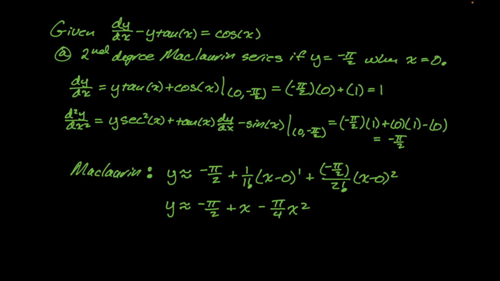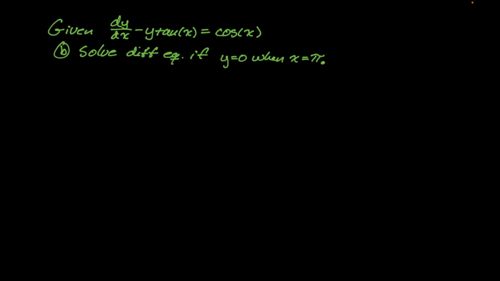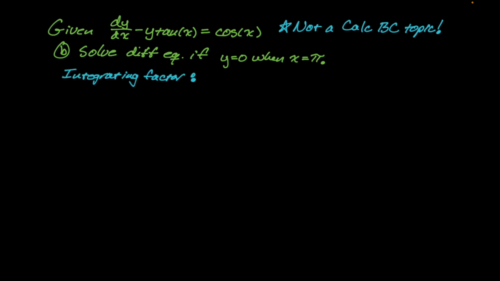I'm now going to take a look at part B and just solve it for you, just to show you a really interesting technique. This type of differential equation is not required for the Calc BC exam. However, it does use something called an integrating factor. An integrating factor in our case is going to be e to the integral of negative tan of x. I know that because of the form of the differential equation. It's like dy dx plus y times some function of x. When you see that, you can use the integrating factor.